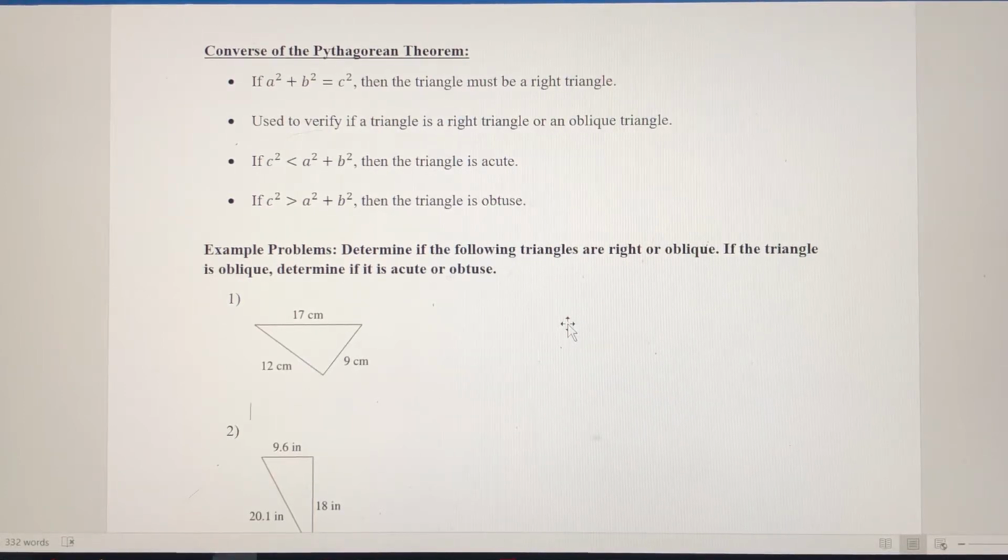In this video, we're going to be talking about the converse of the Pythagorean theorem. Okay, so we just went over the Pythagorean theorem. We just went over Pythagorean triples. And here we're going to go over the converse of the Pythagorean theorem.